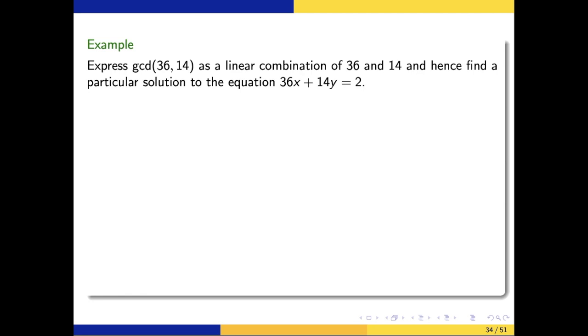So let us take an example. First, we will express the GCD of 36 and 14 as a linear combination of 36 and 14, and so we will find a particular solution to the equation 36x plus 14y equals 2. We know just by heuristic calculations that the GCD of 36 and 14 is 2, but we will now show this using the Euclidean algorithm that we just discussed.